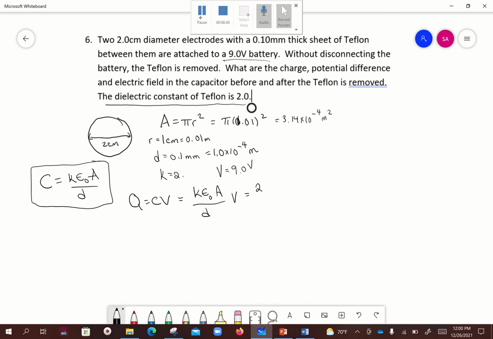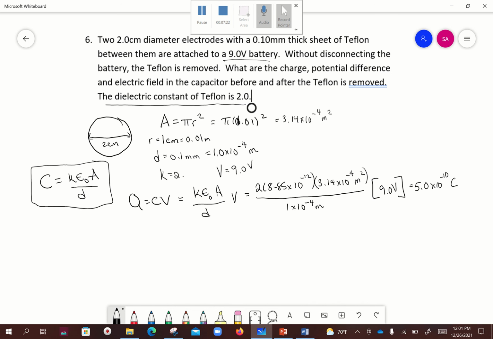So I've got 2 times 8.85 times 10 to the minus 12. That's the constant for epsilon 0. My area is 3.14 times 10 to the minus 4 meters squared. And the distance between the plates, 1 times 10 to the minus 4 meters. And the voltage, we're told it's a 9-volt battery. So I get a charge of 5.0 times 10 to the minus 10 coulombs.